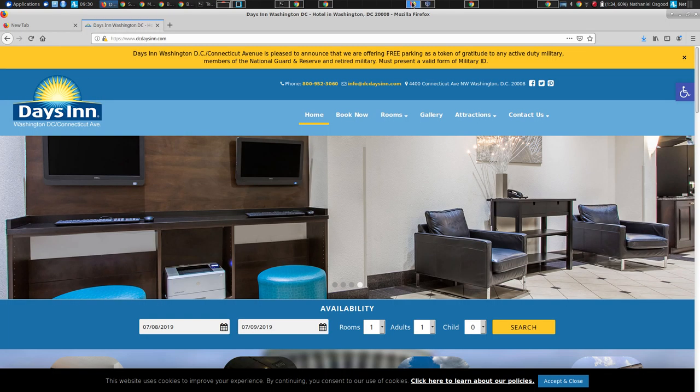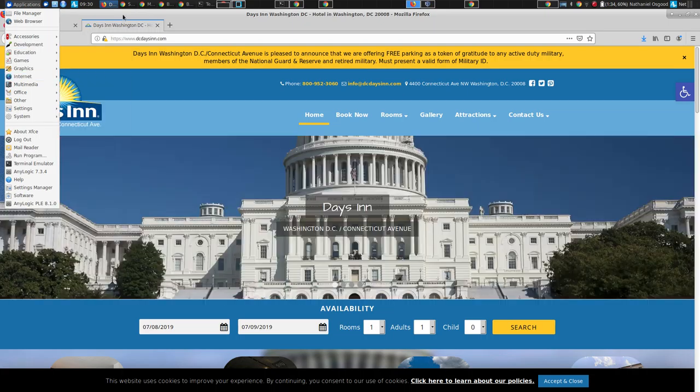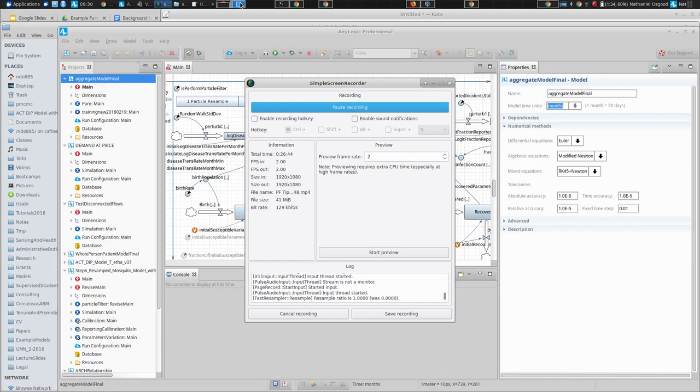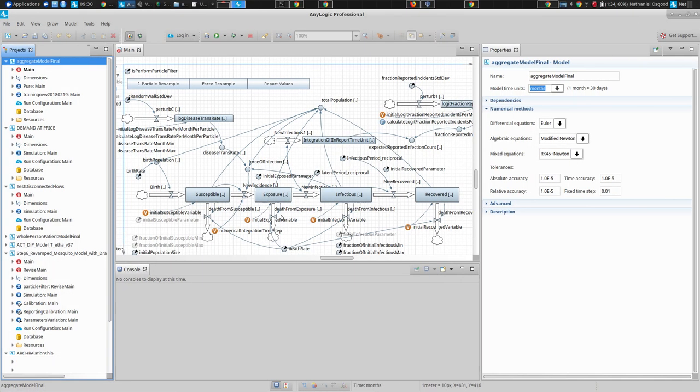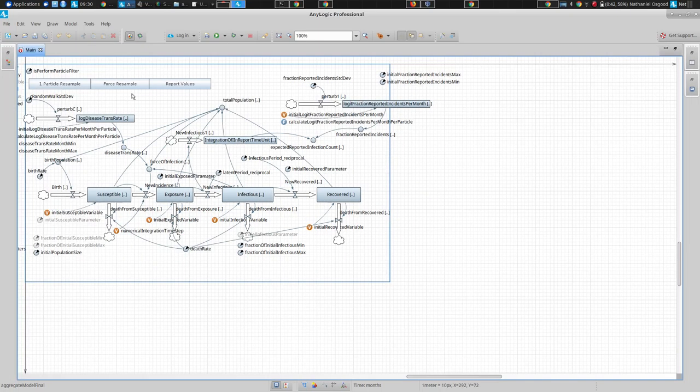But I'd like to show you, if I could, in our closing minutes here, a particle filter model. And in fact, it's the model that I shared with you. Okay, this model is in AnyLogic, and I'll just walk you through it very quickly.